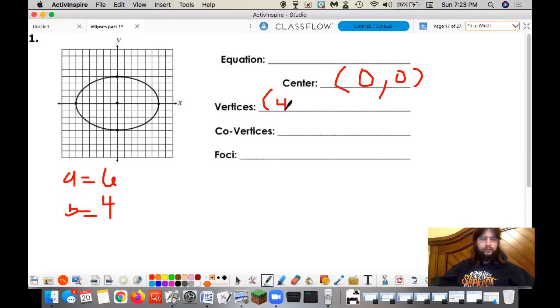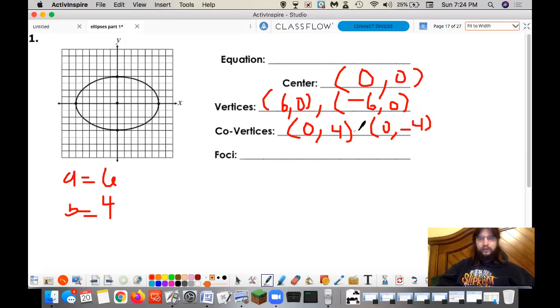So 6, 0, and -6, 0. If you have your center, remember, your vertices are plus or minus A. Co-vertices are plus or minus the B on whichever axis you're dealing with. So co-vertices are at 0, 4, and 0, -4. So all you really need to actually get the equation is A, B, and your center. However, they just want us to list out the information, so let's do it.